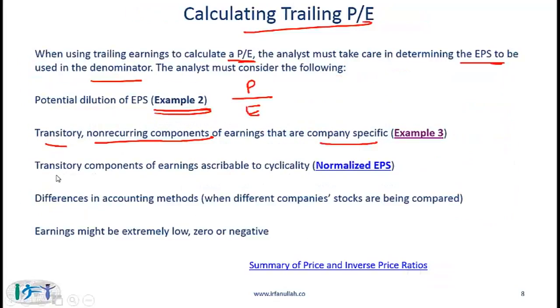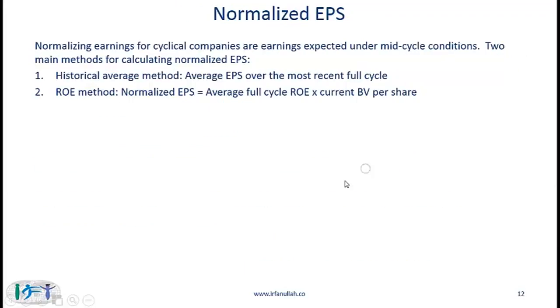The next point has to do with transitory components of earnings ascribable to cyclicality. And the point here is that an economy obviously will go through cycles. Even the cycle might impact different industries differently, but in many cases you will have a situation where a company is doing well when the economy is good. In other words, the EPS will be relatively high, and when the economy is not doing well, then the EPS will be relatively low. So what do we do?